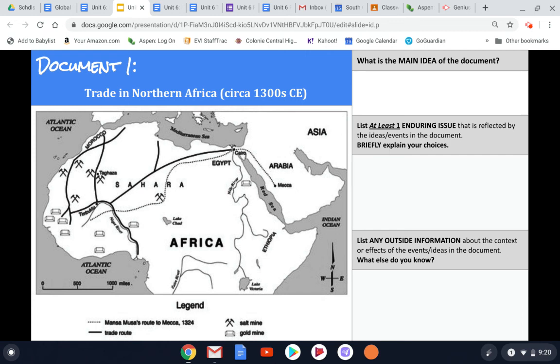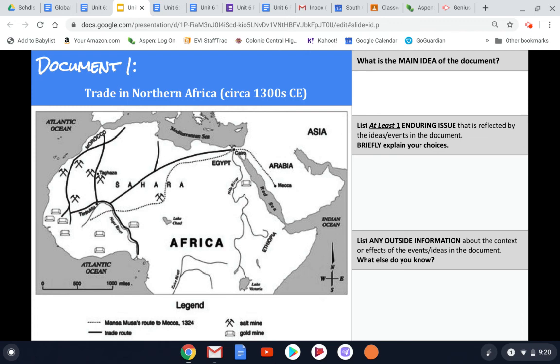So now what we have to do is, for the first question, we have to summarize what we think the main idea of this document is. What are they trying to show us and tell us? Well, looking at our legend, which is really the wording information that they're giving us in a map, we know that there are natural resources that are being mined, and there is movement of people with those natural resources, trade routes, and then also they're telling us a little bit about Mansa Musa's route to Mecca. So those two things, natural resources and trade, I want you to put that idea into your own words for the rest of these documents.